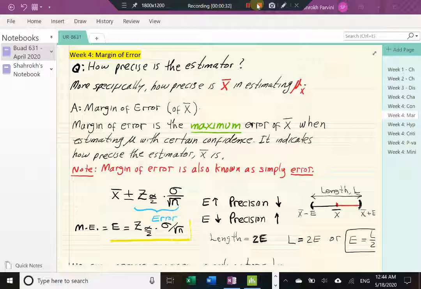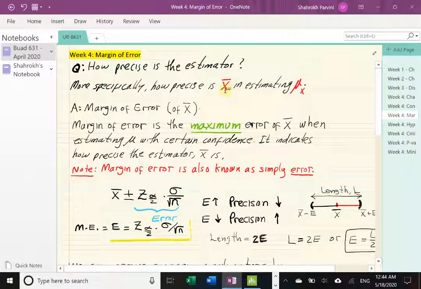Okay, and we're talking about again our estimator X bar this week. Next week we're going to talk about different estimators. So the answer to how precise is the estimator is to look at the margin of error of X bar. So what is the margin of error? The margin of error tells us the maximum error that we can commit when we use X bar to estimate the population mean mu.